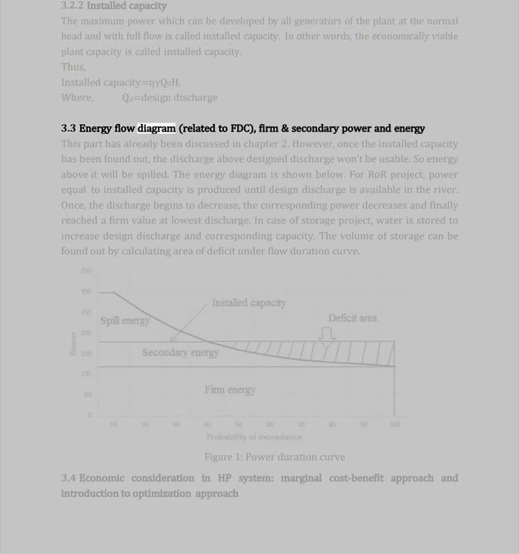3.3 Energy flow diagram, related to FDC, firm and secondary power and energy. This part has already been discussed in Chapter 2. However, once the installed capacity has been found out, the discharge above design discharge won't be usable. So energy above it will be spilled. The energy diagram is shown below.